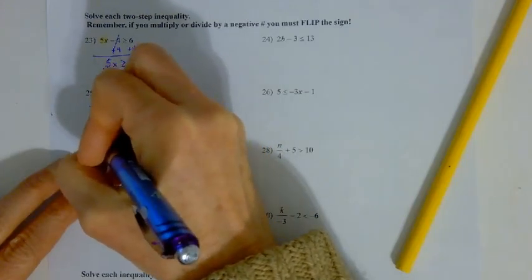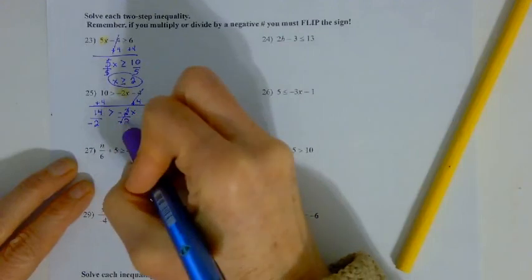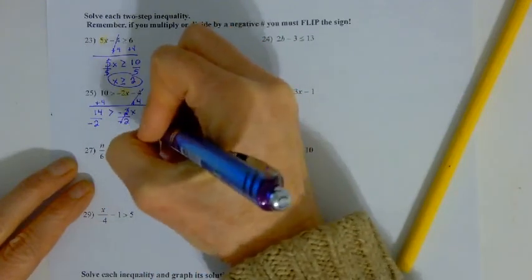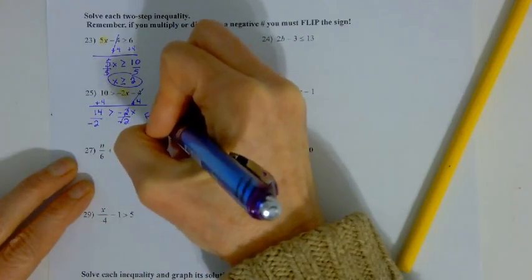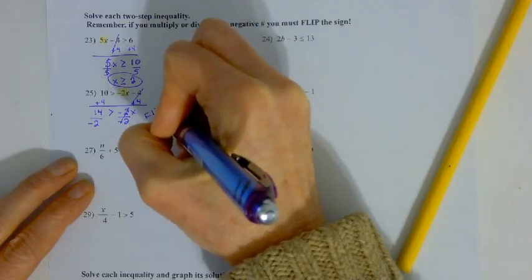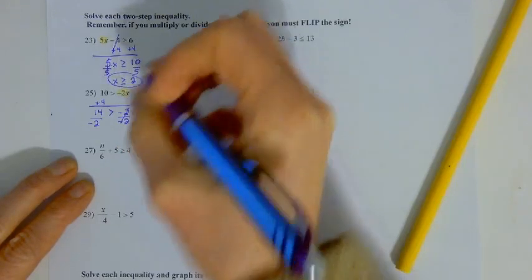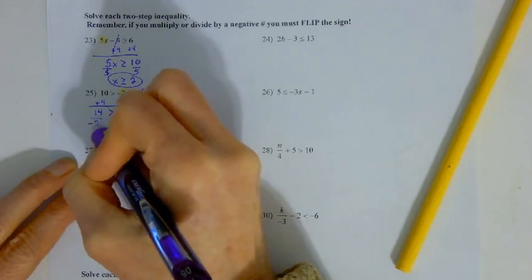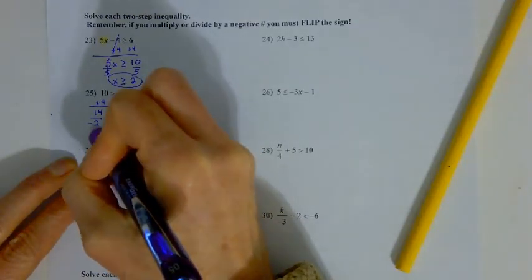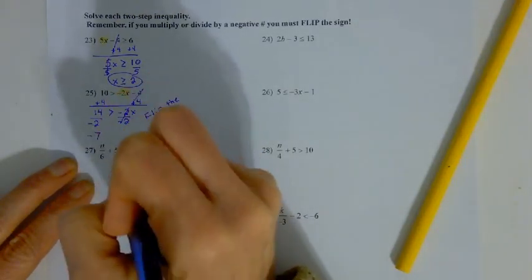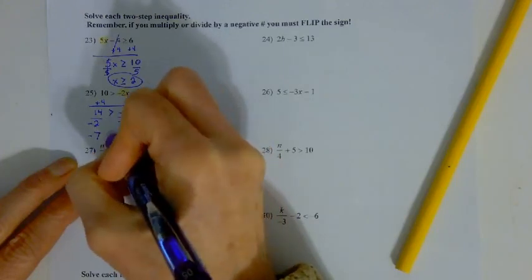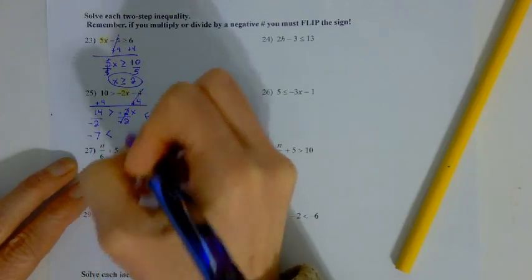Now notice we're dividing by a negative, so we're going to need to flip the sign. Right? We're going to need to flip the sign. So we get 14 divided by 2 is 7, but that's a negative 2, so it's negative 7. Flip the sign to make it less than. And then this is x over here. Okay?